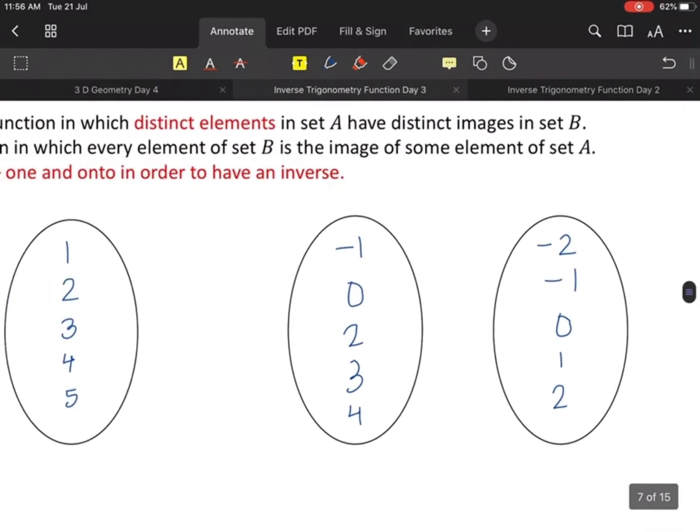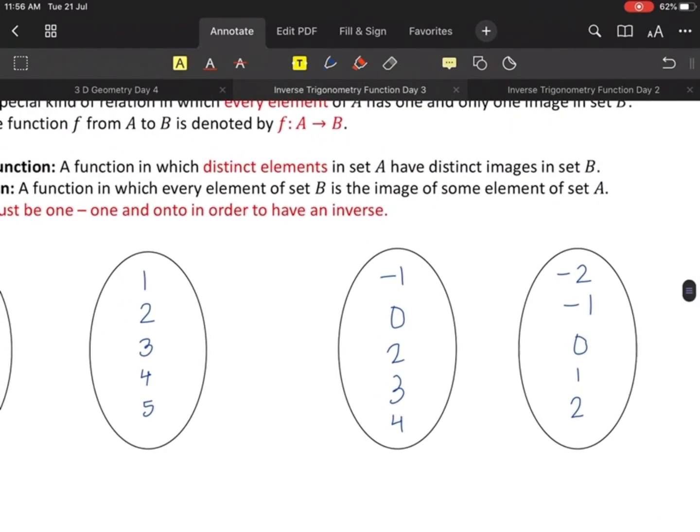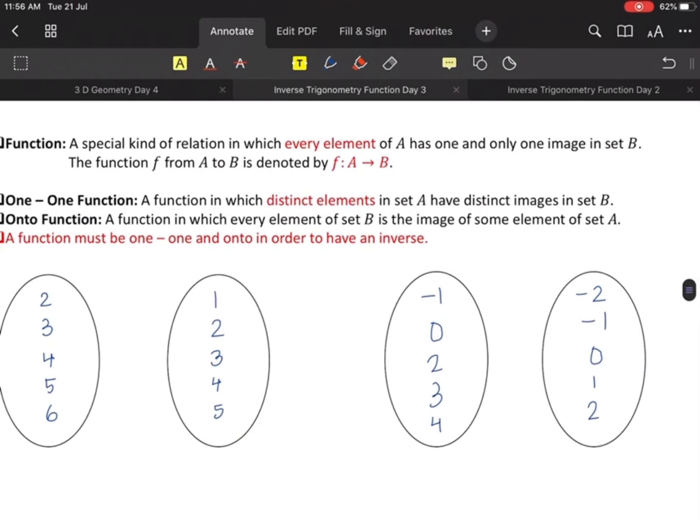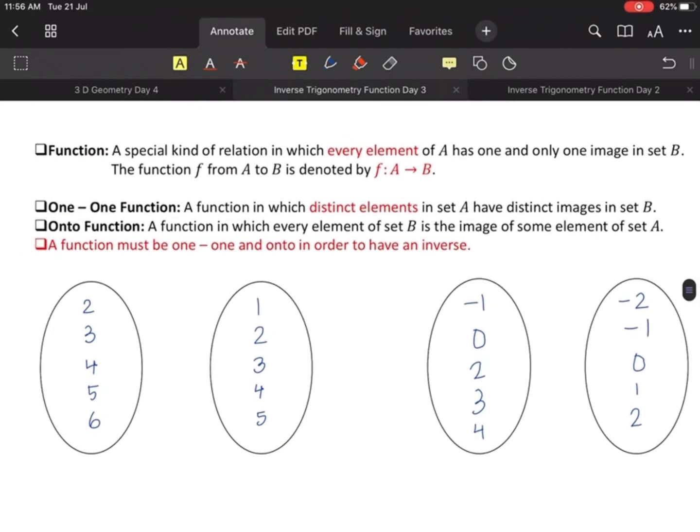Now let's study about the inverse of a function. First thing we need: for a function to have an inverse, it must be 1-1 and onto. So a function needs to be 1-1 and onto, then only we can find the inverse. That's the reason we discuss 1-1 and onto functions. Am I clear? So the necessary condition for a function to have an inverse is that it needs to be 1-1 and onto. Understood? Now we will be discussing the inverse of a function.